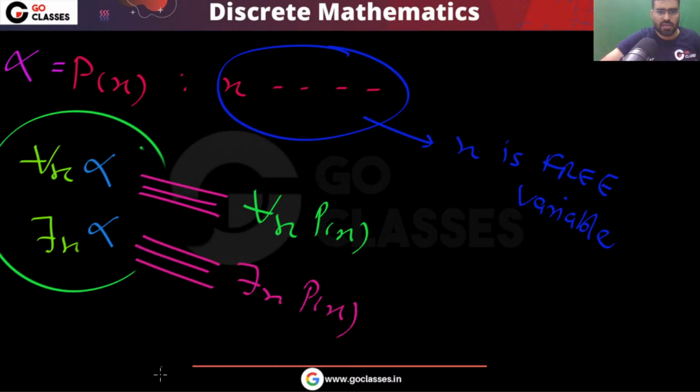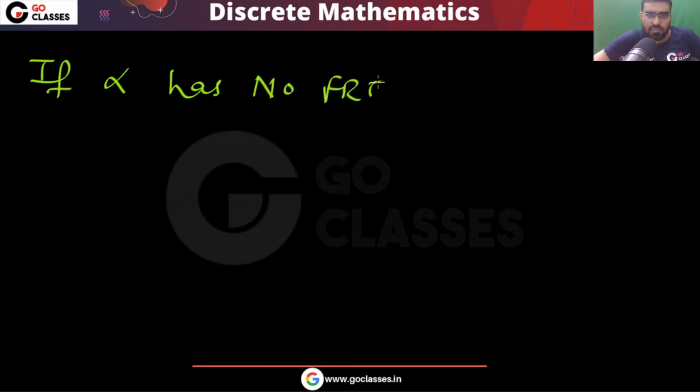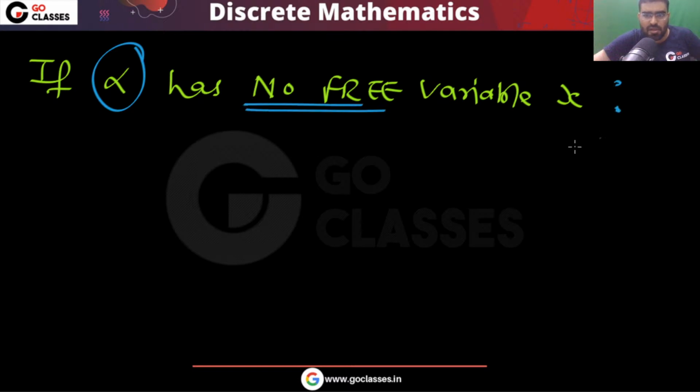Is this point clear? Now the problem will happen when x is not a free variable in alpha. If alpha has no free variable x, now you tell me, what about this? For all x alpha, what is this, and what is there exists x alpha? What are these? Please tell me quickly.